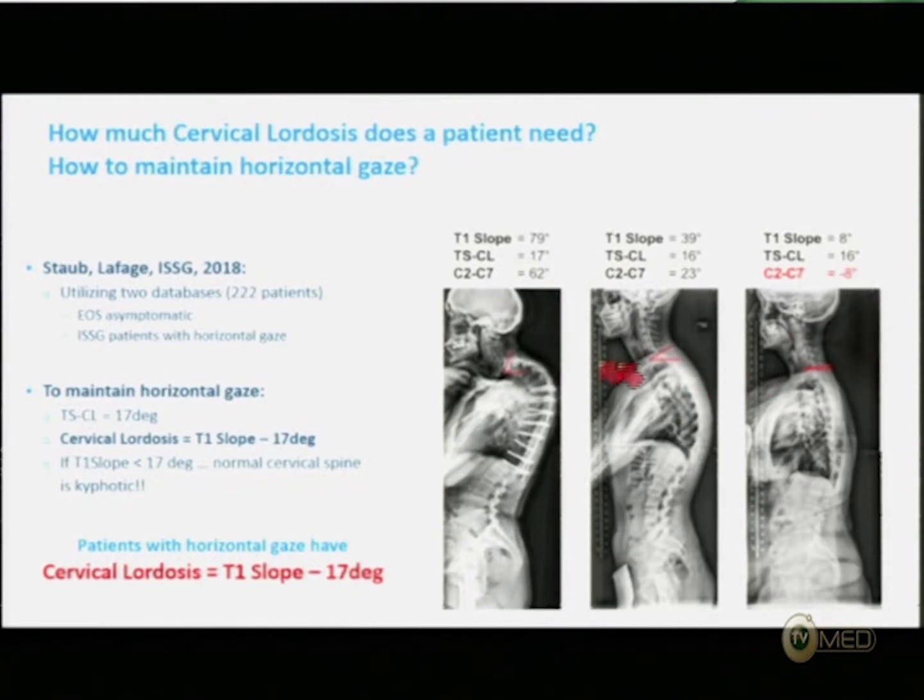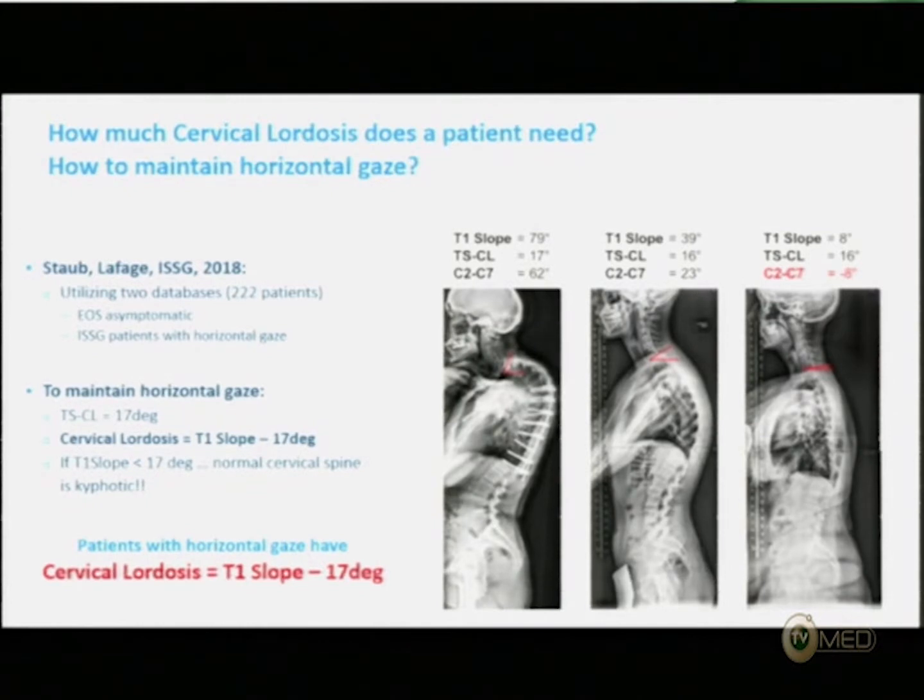3 different patients. So here you have a cervicothoracic kyphosis. T1 slope, 80 degrees almost. C2-C7 lordosis, 62. The gap between the two was 17. Second case, 40 degrees of T1 slope, 23 degrees of cervical lordosis. The gap, 16. And this one, the T1 slope is almost horizontal. So if you're on a gap of 16 to 17, that means that you need a kyphotic cervical spine.